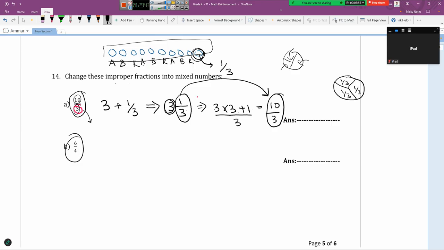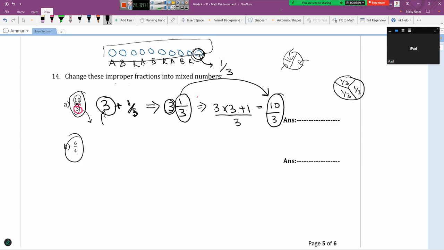Right. So now each person received 3 complete chocolates and 1/3 of the remaining chocolate. So now you just add them. 3 plus 1/3 is nothing but 3 1/3. 3 and 1/3. Right. So this is how you have to convert this.